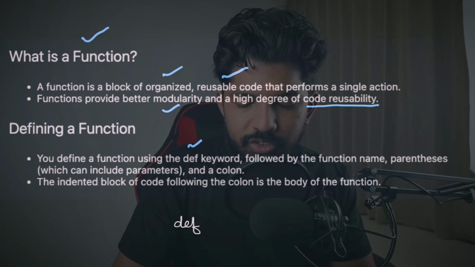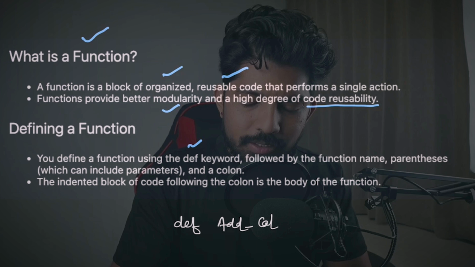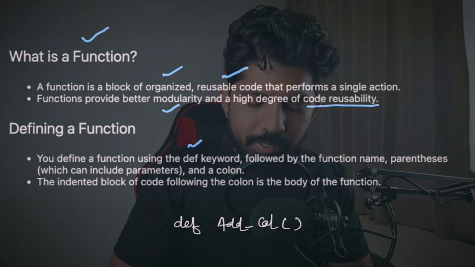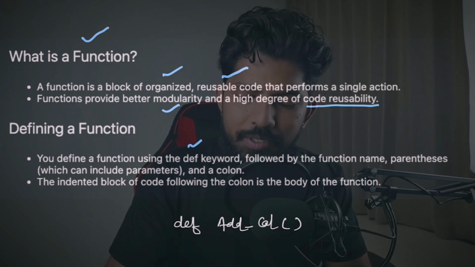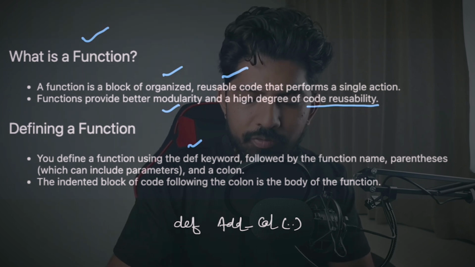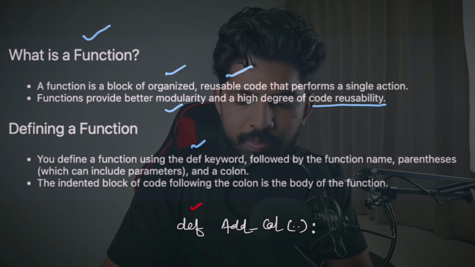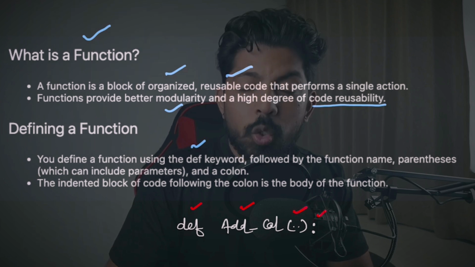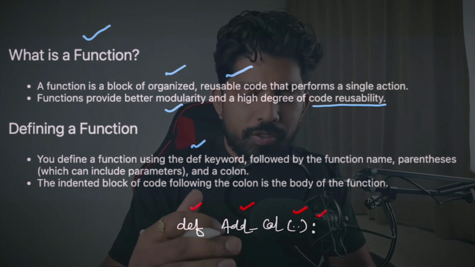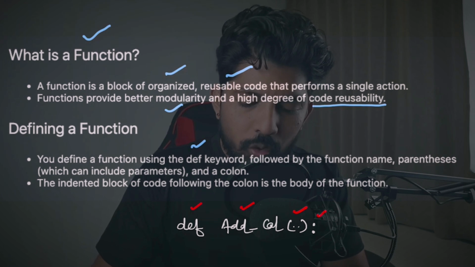Let's say we define a function name as addition calculator. Then a parenthesis. We will write a parenthesis which can include parameters, and a colon. Inside that we can have parameters which we will learn shortly, and then we have to write a colon here. So you can say a def keyword, then the function name, then a parenthesis and a colon, and inside that parenthesis we can have different parameters which we will learn shortly. Then the indented block of the code following the colon is the body of the function.